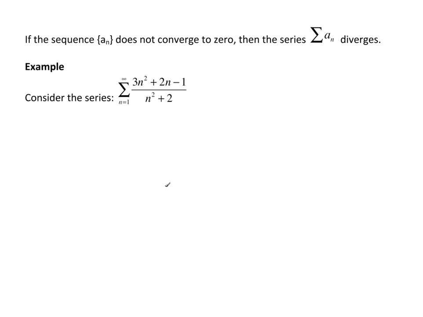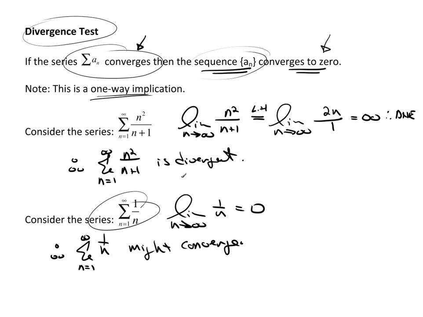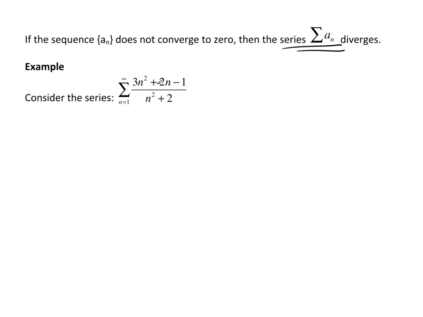Now, if the sequence a_n does not converge to 0, then the series a_n diverges, which is what we used up here. This did not converge to 0. This actually blew up on us and went to infinity. So we said that this series diverges. So if I take a look at this, I'm going to use the same approach. I'm just trying to figure out whether it converges or not.